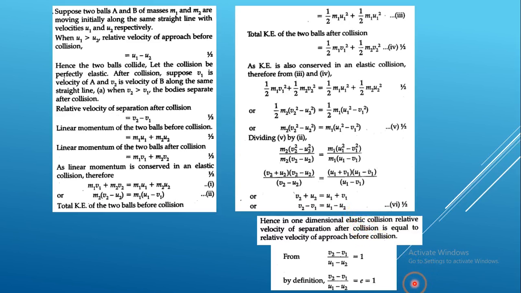So after solving all these, you'll get again for elastic collision, the coefficient of restitution is equal to 1. So (v2 minus v1) upon (u1 minus u2), in place of either u1 minus u2 you can substitute v2 minus v1, or in place of v2 minus v1 you can substitute u1 minus u2, and you'll get the value as 1. So for elastic collision, the coefficient of restitution value is 1.